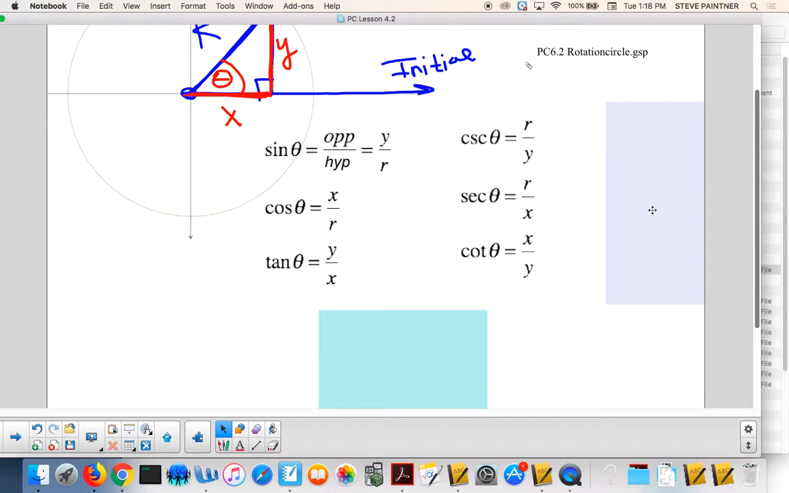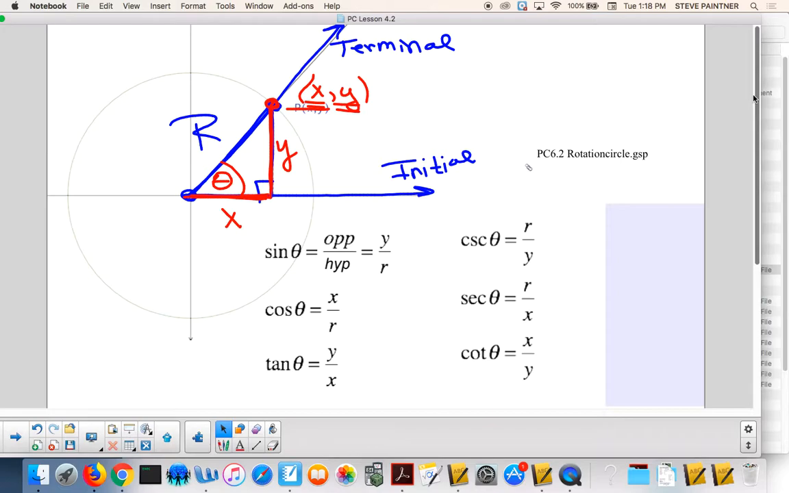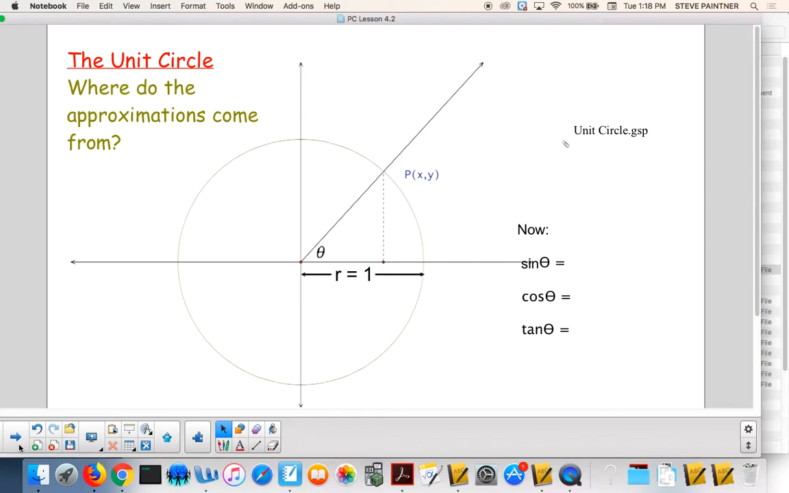Okay, so now what I need you to know, this is where we're going today. So we're going to have a triangle, and we're going to use x for one leg, y for another leg, and the radius is going to be your hypotenuse, okay? All right, next slide. Now we get into something called the unit circle.